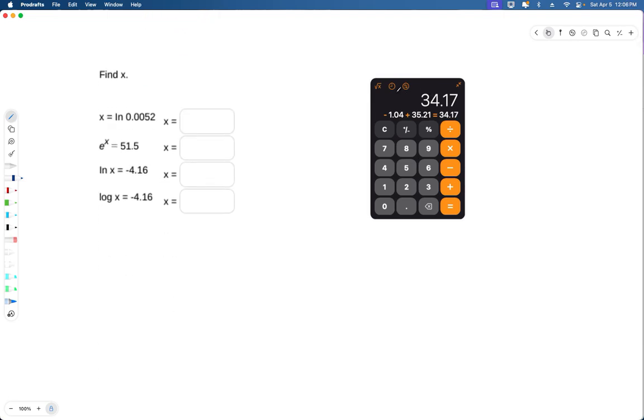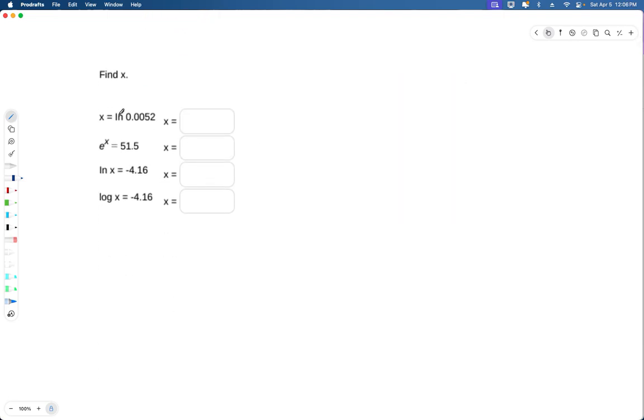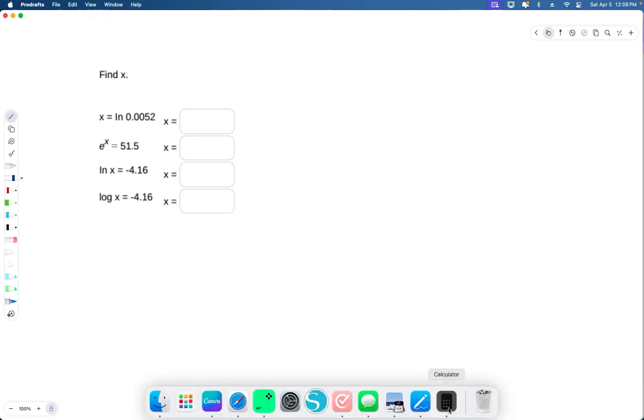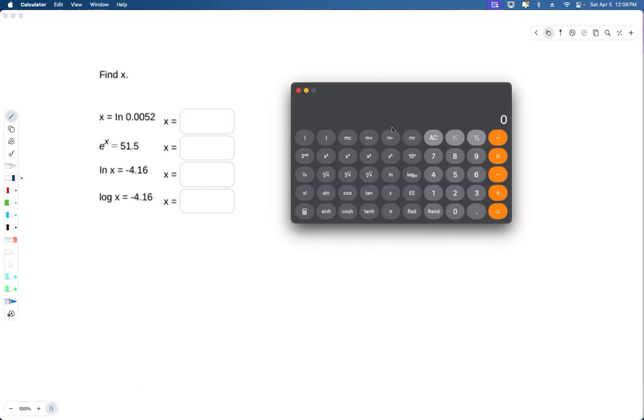Next problem. Again, you're going to want to just use your Google, right? So x is equal to, well, for this one, we can use the calculator. That won't be hard. We know how to do that. So again, it's just the number and the ln. So 0.0052 ln negative 5.26 is what that rounds.